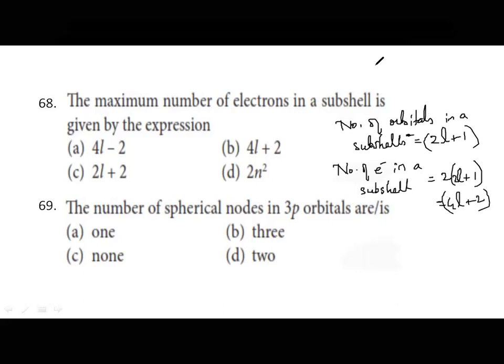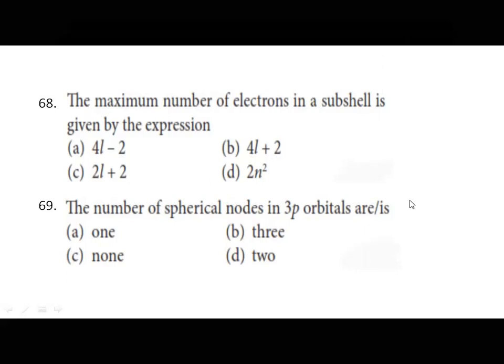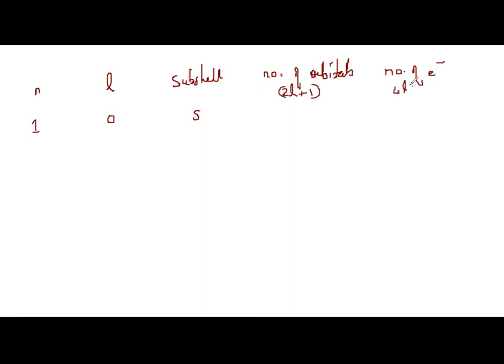You can even verify this point what I have said. Number of orbitals in a subshell. So suppose n, L, then subshell, number of orbitals and number of electrons. For n equal to 1, L is 0, subshell is s, number of orbitals 2 into L plus 1, number of electrons 4L plus 2. So L is 0, 0 plus 1, 1. So s subshell has only 1 orbital. 4 into 0 plus 2, so it is having only 2 electrons.